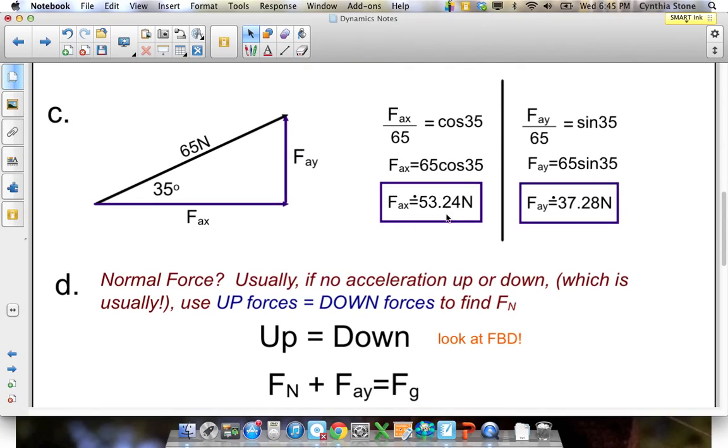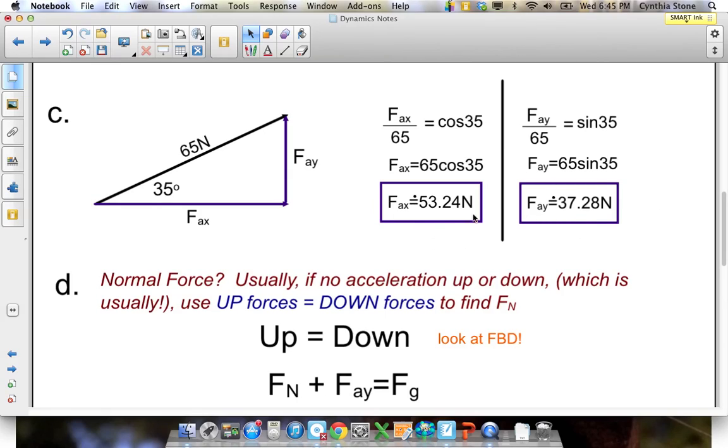You might remember from last year that FAX in these questions is always cosine for x and sine for y. The reason is the way I draw it, right, there's my vector, my 65 newtons, 35 degrees above the horizontal. So there's my horizontal, that's 35 degrees above it. So then FAX is here, FAY is here. So FAX over 65, adjacent over hypotenuse, equals cos, okay? And then likewise with y. Okay, so you just solve for those, you get numbers, kept a couple decimal places.